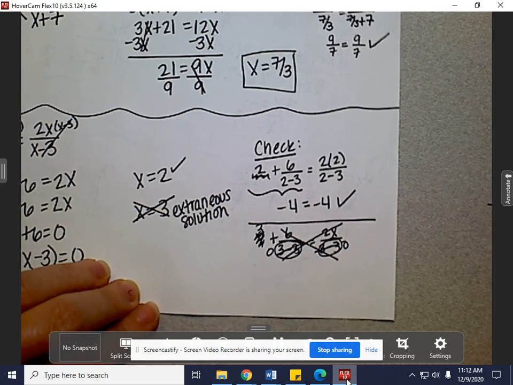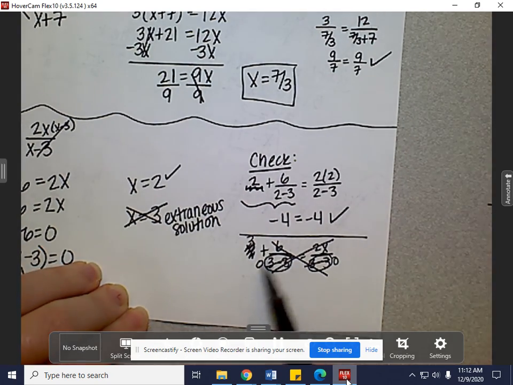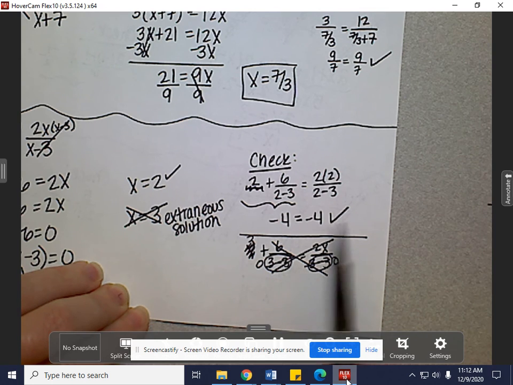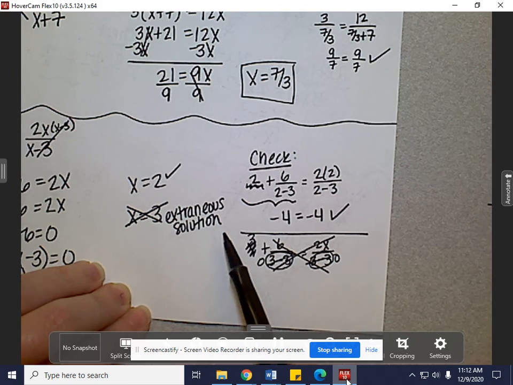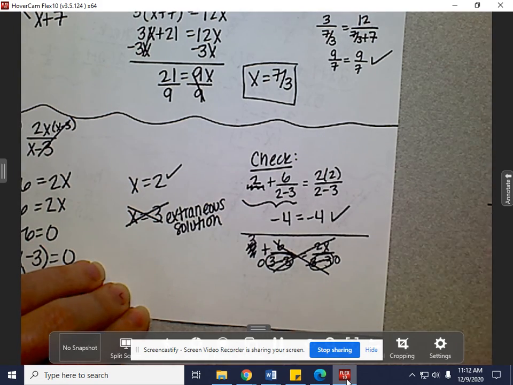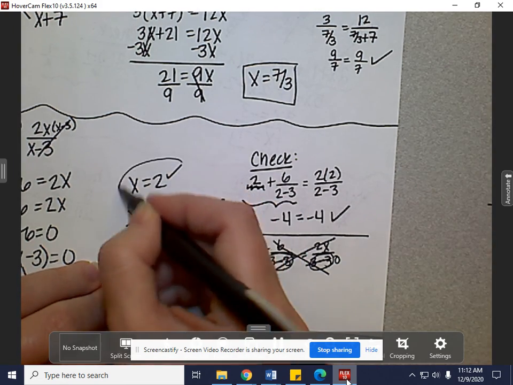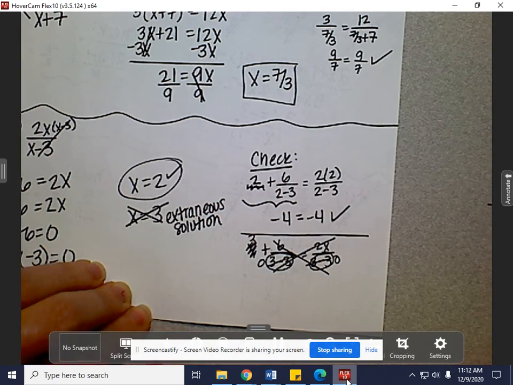So all sorts of fun stuff happening. Sometimes it will look like a 0 in the denominator, and sometimes it will look like you just plug it in, but the left side doesn't equal the right side. So that would be extraneous. So if I asked you what is the solution to this, the solution just would be 2. So just as a heads up.